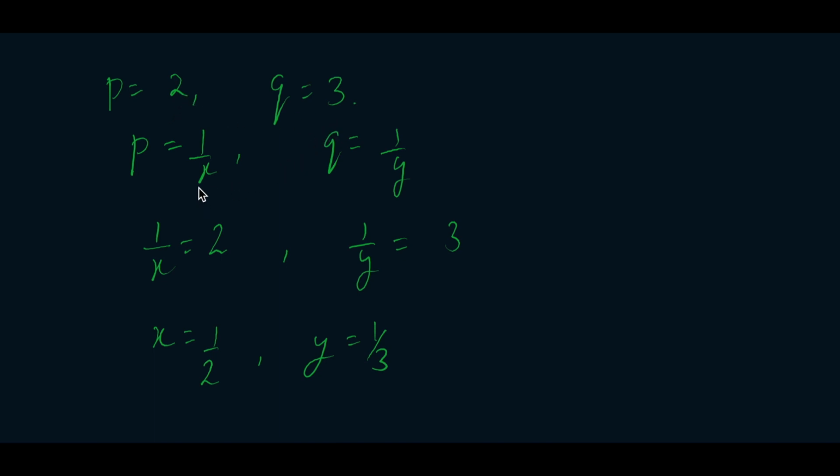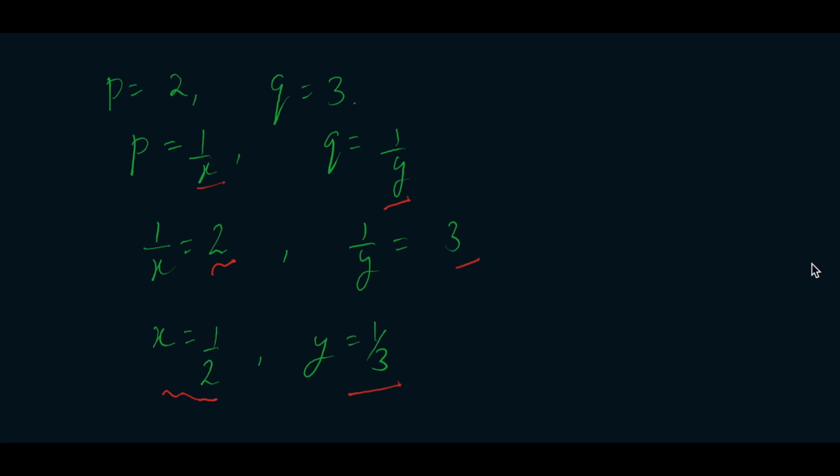At the first we assumed that p equals 1 by x and q equals 1 by y. So the value of 1 by x is 2, hence reversing it gives us x equals 1 by 2. Similarly the value of q was 1 by y, so 1 by y will be equal to 3. So the value of y becomes 1 by 3. So this is our final answer, that x equals 1 by 2 and y equals 1 by 3.